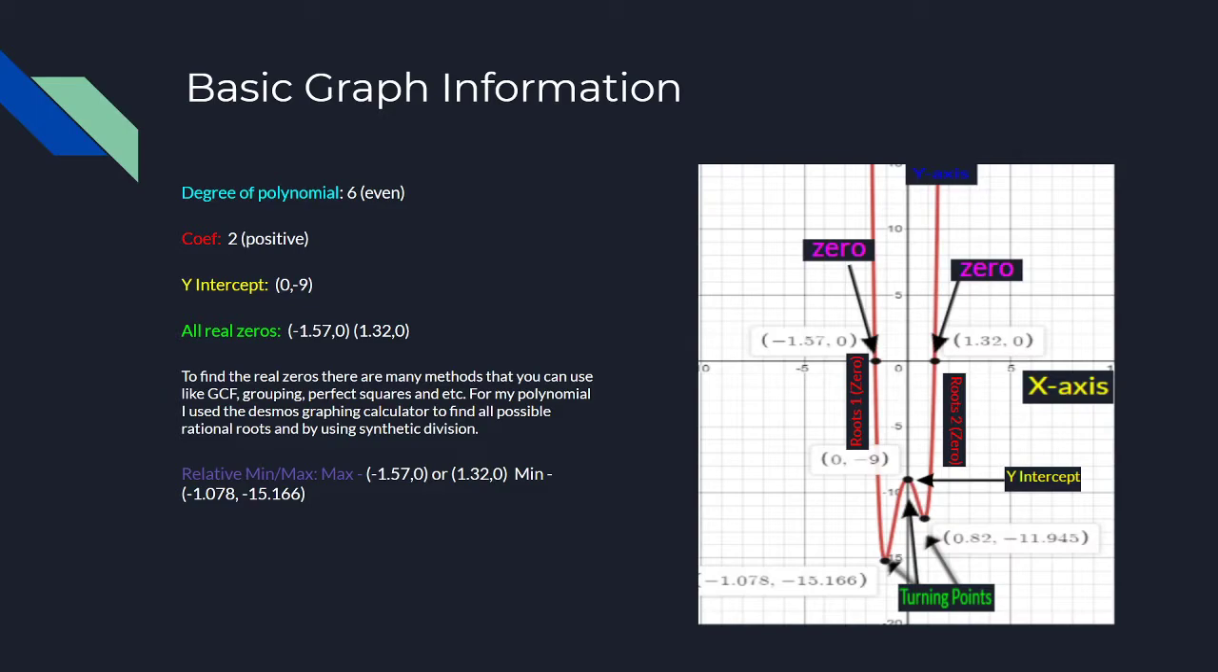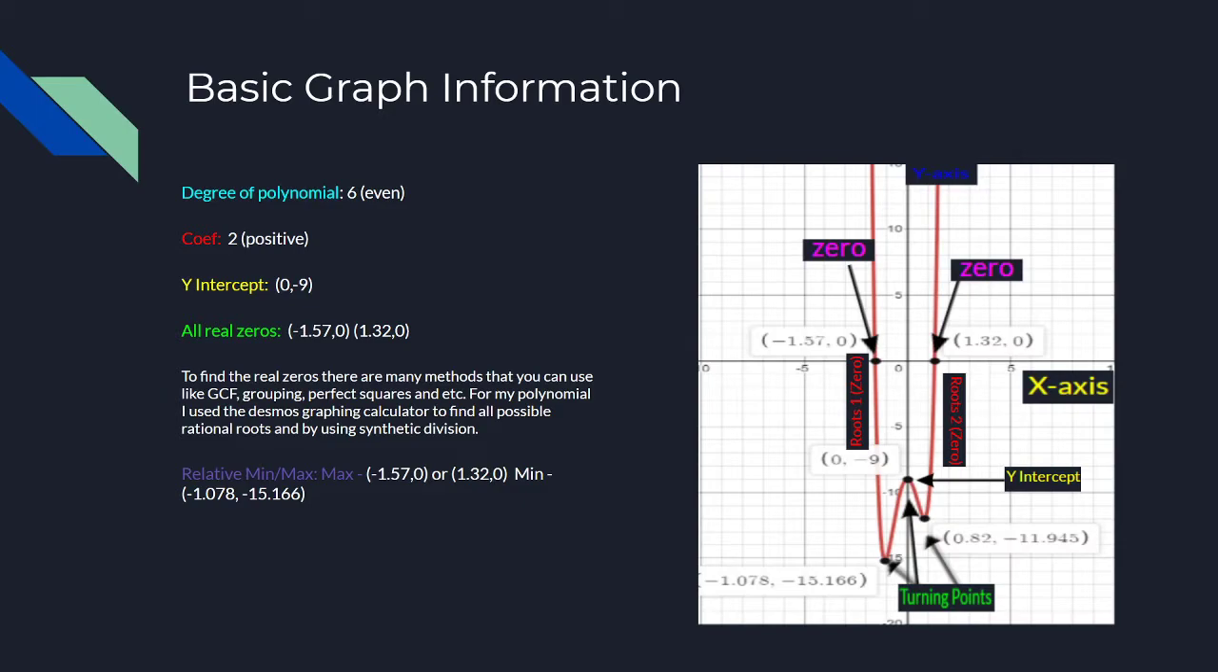For my real zeros, I got x equals negative 1.57 and y equals 0. I also got x equals 1.32 and y equals 0. To find these real zeros, there are many methods you can use, like GCF, grouping, perfect squares, and many more. But for my polynomial, I used the Desmos graphing calculator to find all the possible rational roots, and I also used synthetic division.